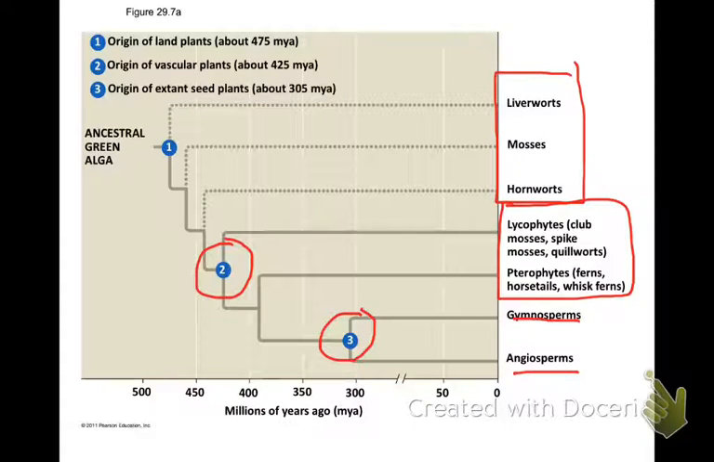And the fourth key adaptation that evolved about 200 million years ago, or 150 million years ago, was here. So about 100 million years ago, we had the evolution of flowers. So the angiosperms are referred to as flowering plants.